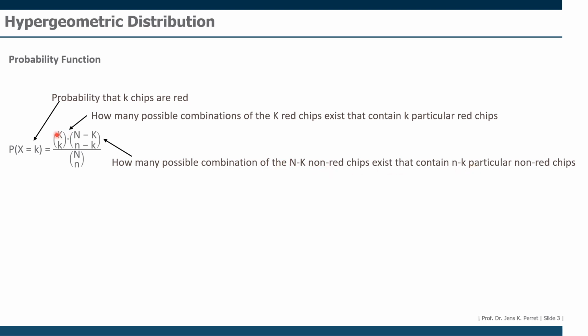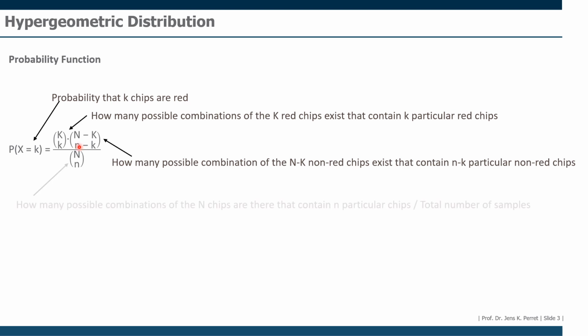So this is the overall number of red chips in the total box. That's how many red chips we want to have in our sample. That's the amount of total non-red chips in our box or in our population. That's the amount of how many non-red chips we want in our sample.